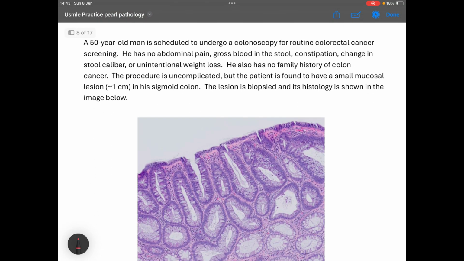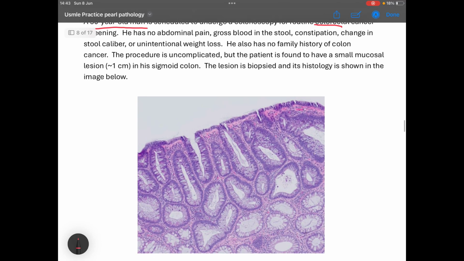Our next question is, a 50-year-old man is scheduled to undergo a colonoscopy for routine colorectal cancer screening. He has no abdominal pain, gross blood in stool, constipation, change in stool caliber, or unintentional weight loss. He also has no family history of colon cancer. The procedure is uncomplicated, but the patient is found to have a small lesion, less than 1 centimeter, in his sigmoid colon. The lesion is biopsied, and histology is shown in the image below.